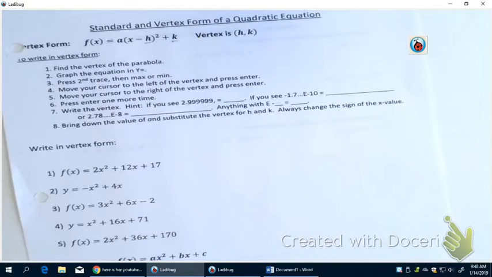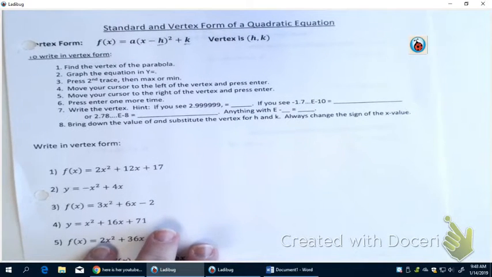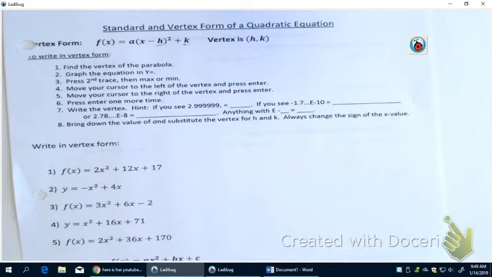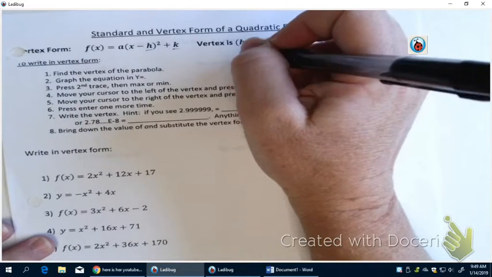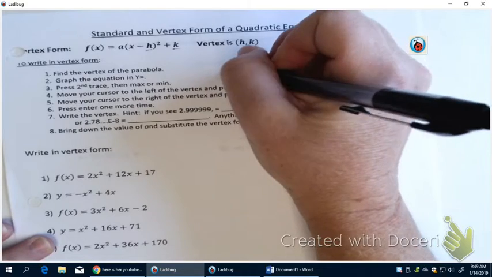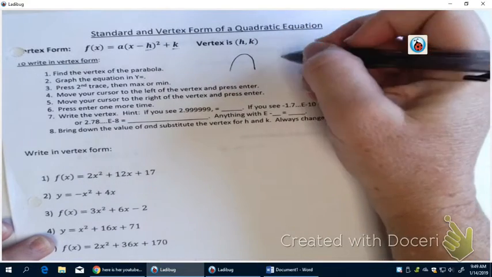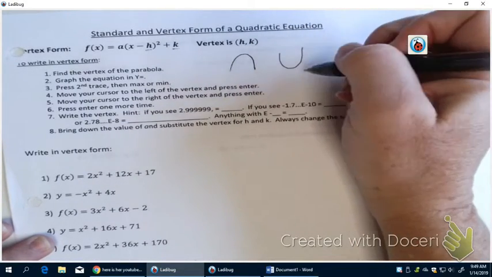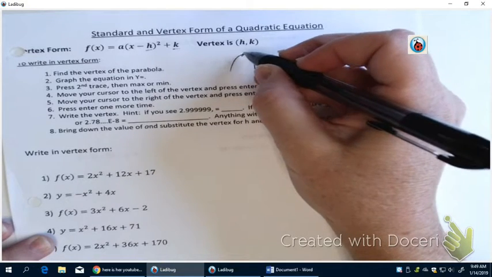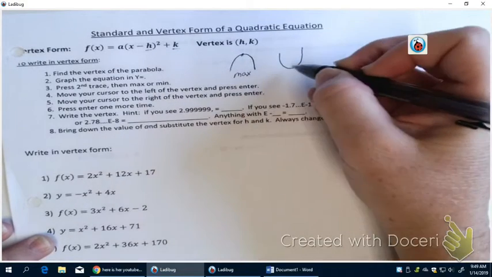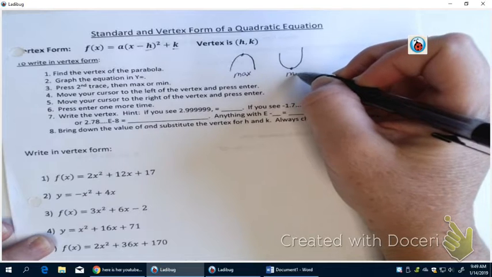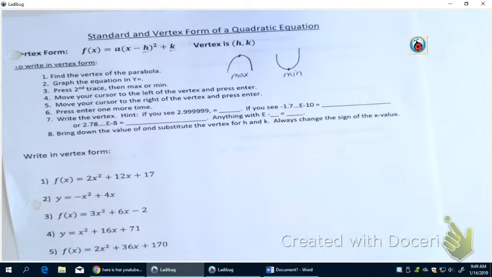When you have a parabola or a quadratic function, the vertex is either the max or the min. So if you are going to look at a parabola, you're either going to see it looking like that or it's going to look like that. This vertex has a maximum. This vertex has a minimum. The vertex is the point at the top or the bottom.